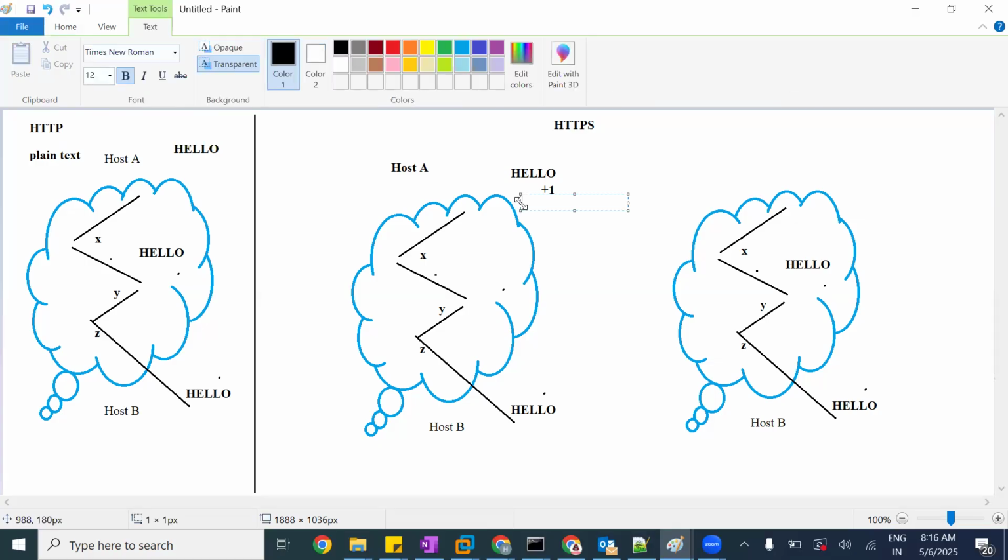When I say plus one, you need to shift each letter by one position. After H, what is the next letter? A, B, C, D, E, F, G, H, I. After E, it is F. L becomes M, and O becomes P.